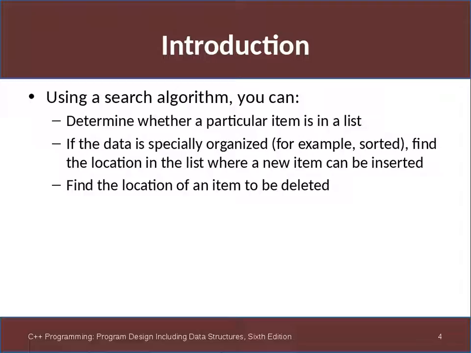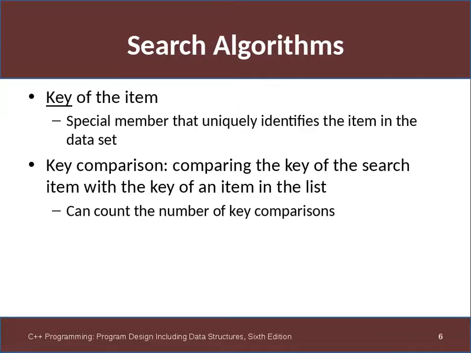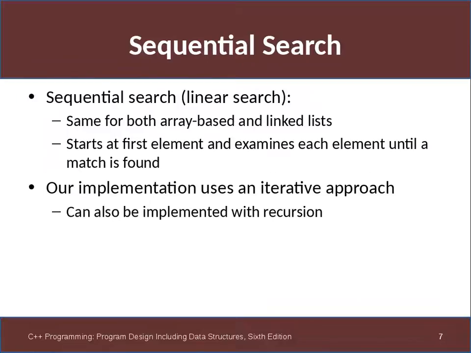All right. So, why is searching important? So you can find things. All right, great. Very vague. So you can have an ordered linked list and an ordered array. I will stick with the ordered array today. The key is the member that identifies the data set. Key comparison is comparing the key of the search item with the key of an item in the list. So you can count the number of key comparisons. That sounds a little confusing. But let's think of sequential search, linear search, which ends up being the same for both arrays and a linked list. Start at the first element and examine each element until a match is found.